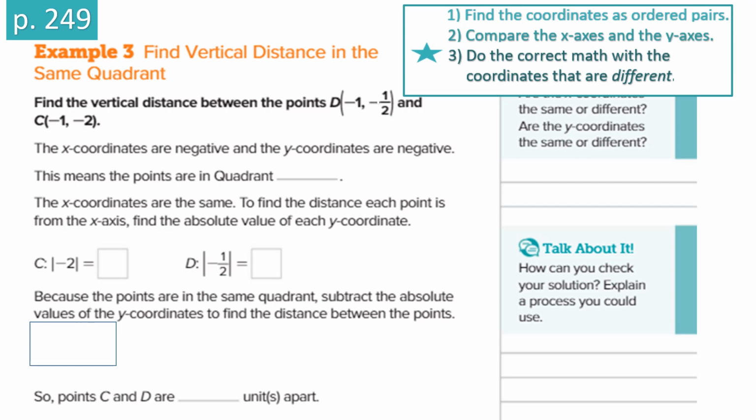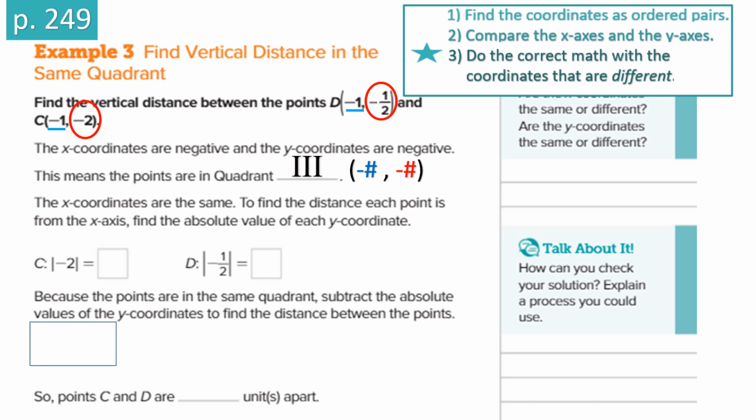When I look at them, I'm going to go through these same 3 steps each and every time. I'm going to look at my 2 ordered pairs. I'm going to look at my axes and see if there's any that are the same. I see that my x-axes are the same, so I'm going to keep them and ignore them. I'm going to do my math with my y-axes. I see that they're both negative, which means that they're both going to be in the same quadrant. What quadrant are they in? Well, both of these points have -, and -, is always going to be quadrant 3.